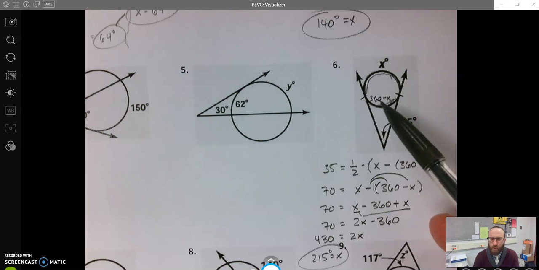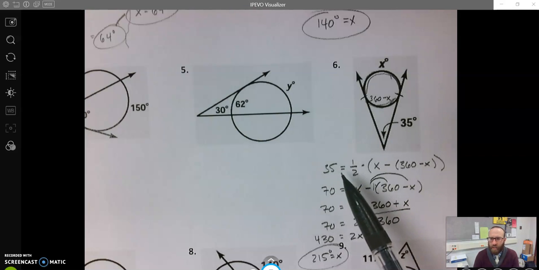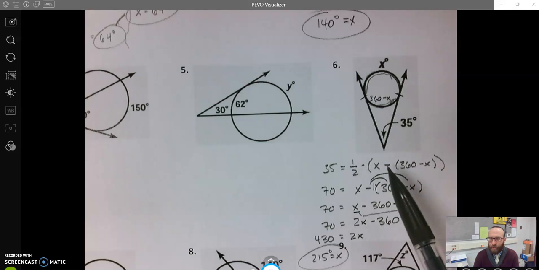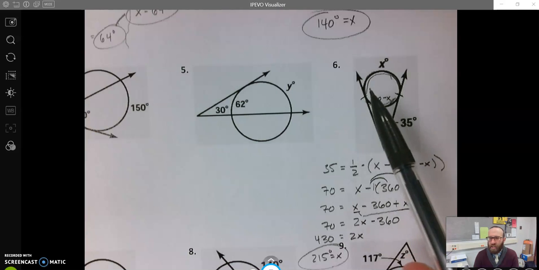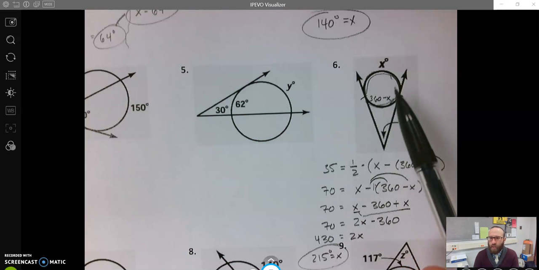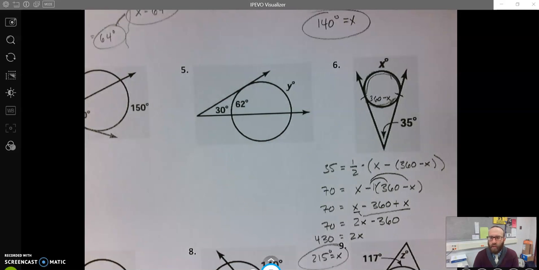And so again, following that pattern of exterior angles, exterior angle is half of the difference of the intercepted arcs. It's just that we didn't know what the arcs were specifically, so we use x for the whole thing and 360 minus x for the leftovers for the bottom arc.